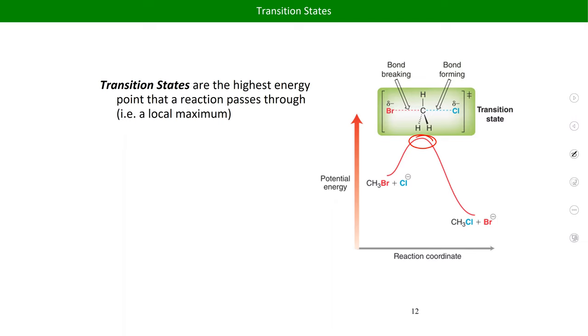So go back to our altitude analogy. Activation energy is like the difference in altitude between here and Spooner. And the transition state is, what does Spooner Summit look like? What's the latitude and longitude of Spooner Summit? Right, your coordinates in three dimensions when you get to that point.